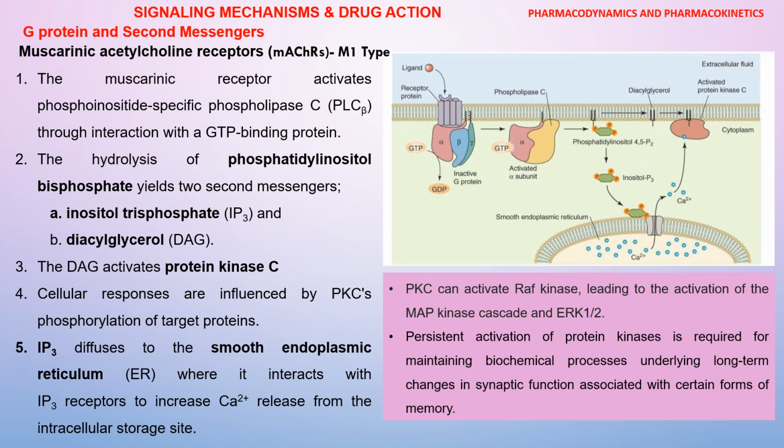DAG activates PKC, which can further lead to activation of MAP kinase cascades. The IP3 diffuses through the cytoplasm to the endoplasmic reticulum and interacts with IP3 receptors, leading to opening of calcium ion channels. This releases the calcium ions from the intracellular storage sites.